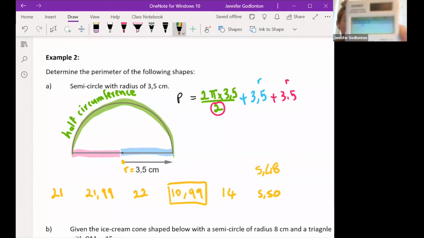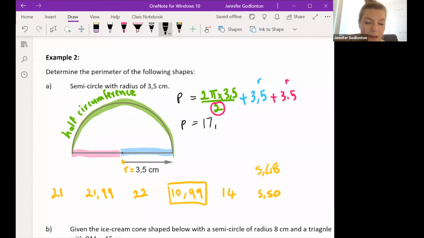So that's exactly what my fraction looks like. It looks exactly like it is on the board. And then I'm just moving to the right, saying +3.5, +3.5. And I get a total of my perimeter is going to equal 17.9955, and so on. Okay, that 5 is going to make my 9 go up, which is going to make my other 9 go up. So my perimeter is going to be 18 centimeters.